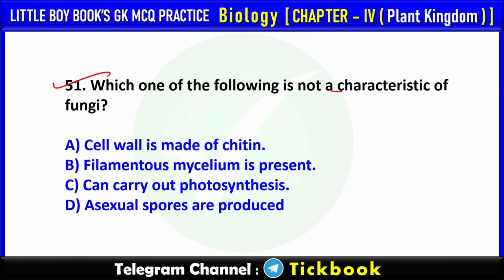51. Which one of the following is not a characteristic of fungi? Option number C, can carry out photosynthesis, is not a characteristic of fungi. Otherwise, cell wall is made up of chitin, filamentous mycelium is present, asexual spores are produced. Okay.